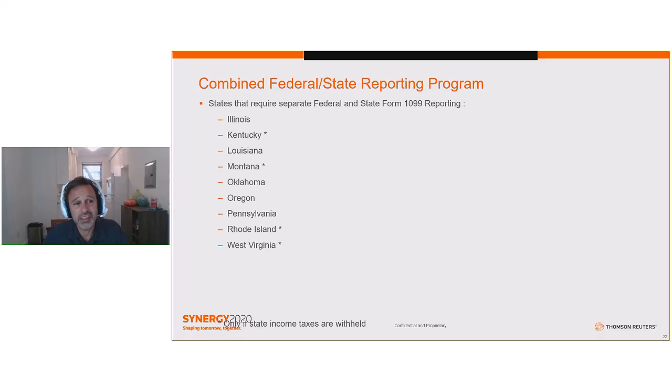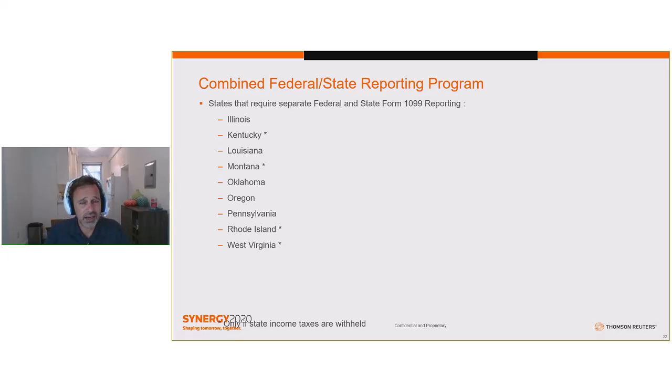We have an asterisk on a few of the states, and this goes to some of the comments I made earlier where state reporting may be required. Kentucky, Montana, Rhode Island, and West Virginia only want a copy of the 1099 sent to them separately if you've withheld state income taxes.